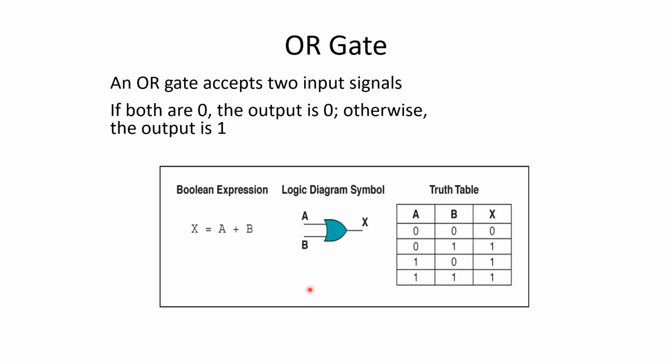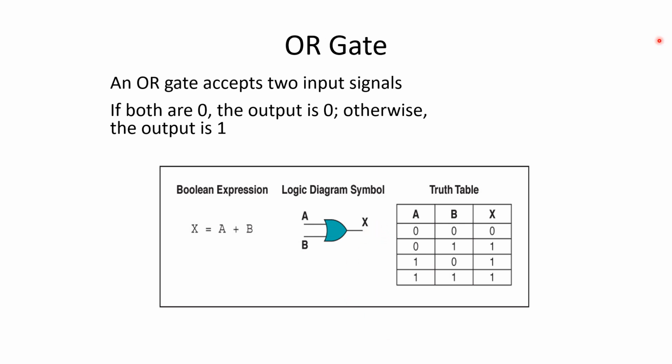The OR gate is a digital logic gate that outputs 1 if any of its inputs is 1. It performs the logical OR operation, which is addition in binary logic. The Boolean expression for the OR gate is x = a + b, where a and b are the inputs and x is the output.